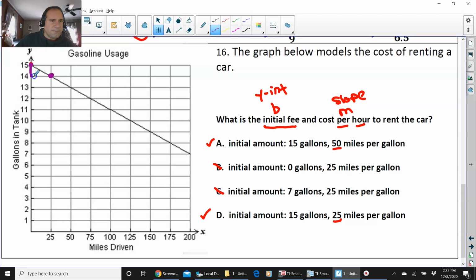So I'm going to go down and to the right. So I'm going to say that this is not 1, this is 25. 25 miles driven, 1 gallon for every 25 miles per gallon. That's MPG. 25 miles per gallon. D is your answer. It's not 50 miles per gallon. It's 25 miles per gallon. All right, so D is your answer.